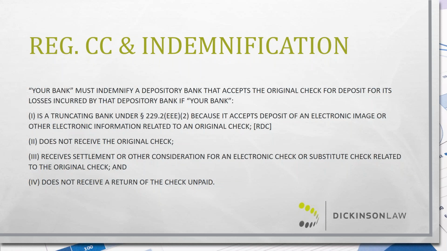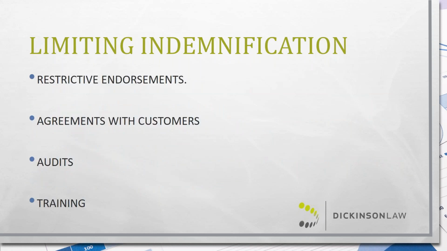We have dealt with circumstances where we've seen checks over $5,000 being deposited twice. So this is something that has happened. So putting procedures in place to prevent that check that you've already accepted through the remote deposit capture from being recirculated at another bank is crucial. So how do you limit your indemnification? The first way to do that is through restrictive endorsements.